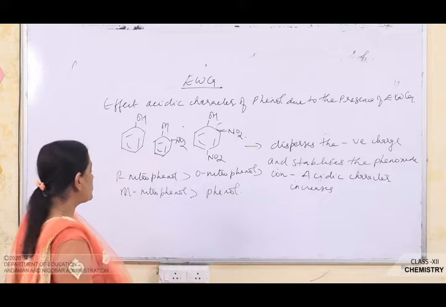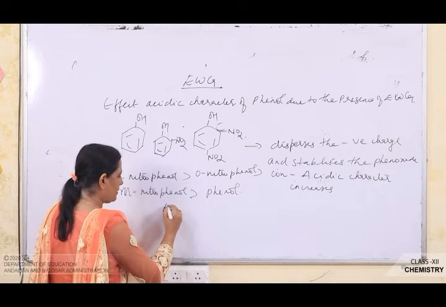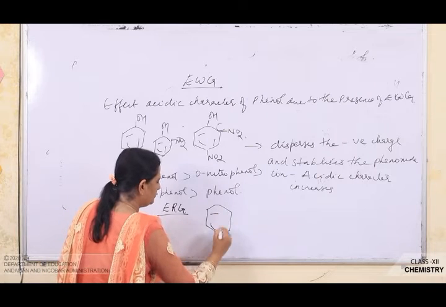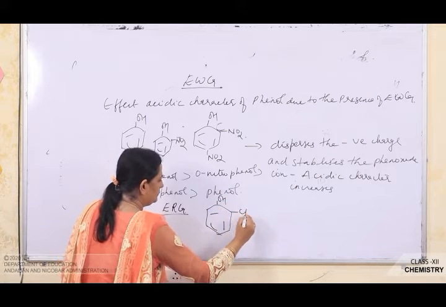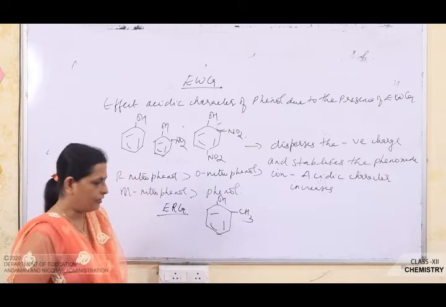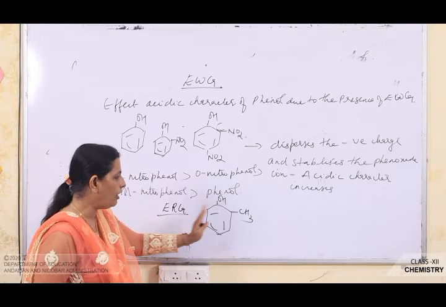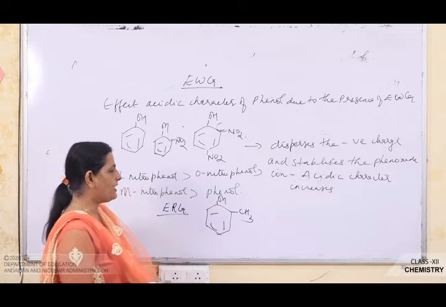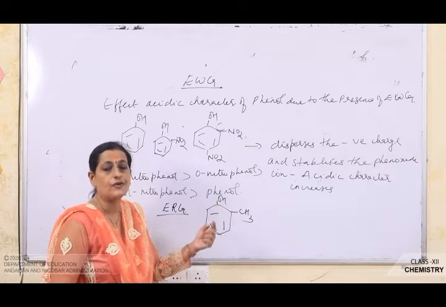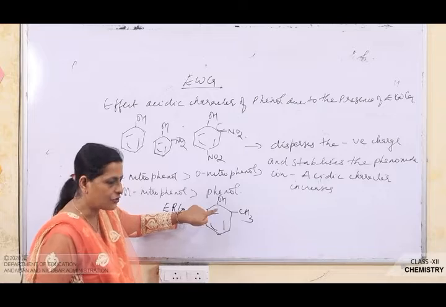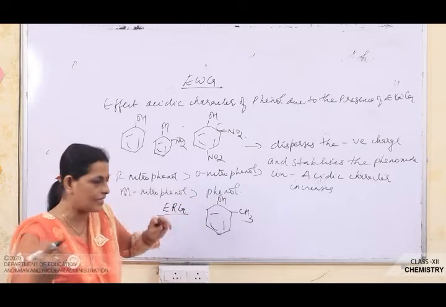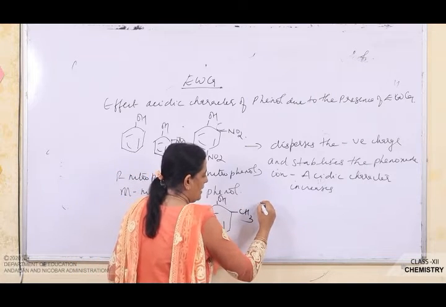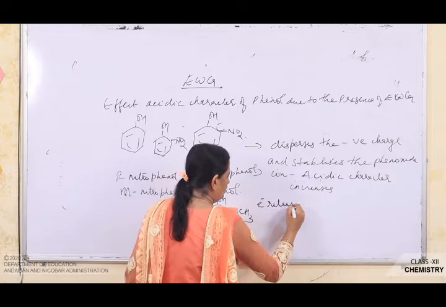Now, if an electron releasing group is present, okay? Now see here, I am taking 2-methylphenol, okay? Or it's known as what? Ortho-cresol. Now here CH3 is what type of group? Electron releasing group. So what is happening to the intensity of negative charge? It will increase because these are giving electrons. So what will happen to the electron density on the oxygen atom? It is increasing. So what happens to the acidic character? It decreases.